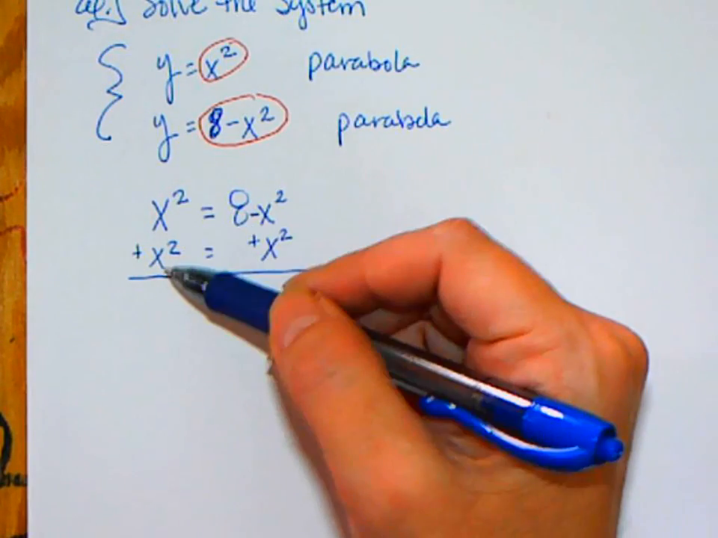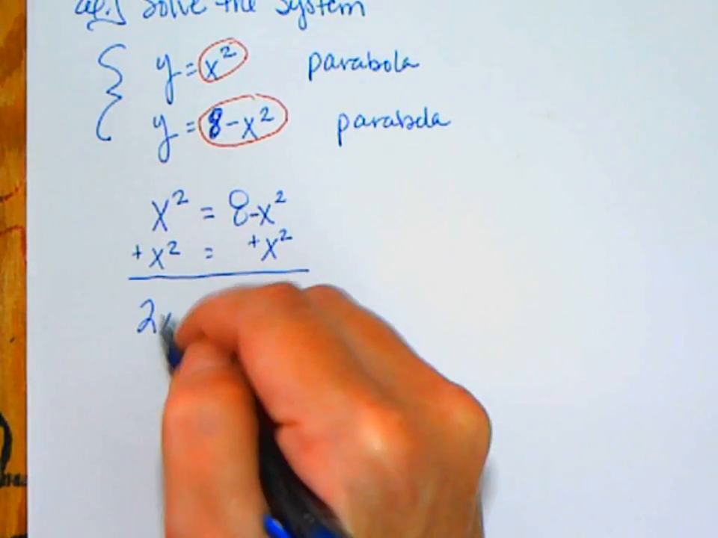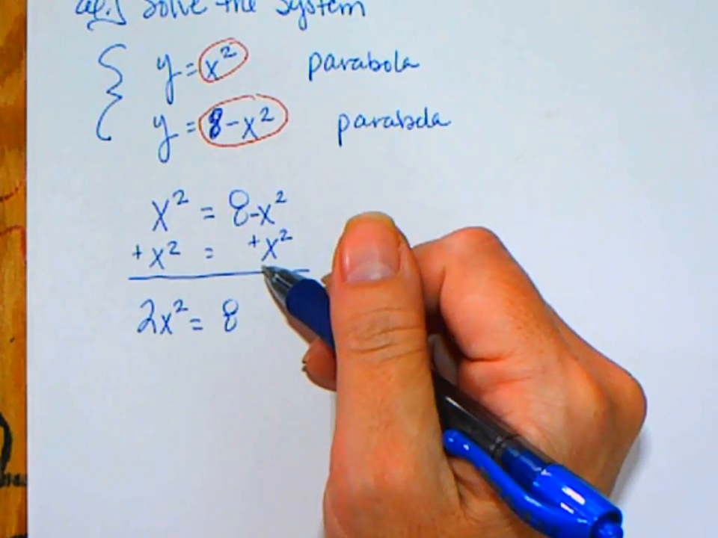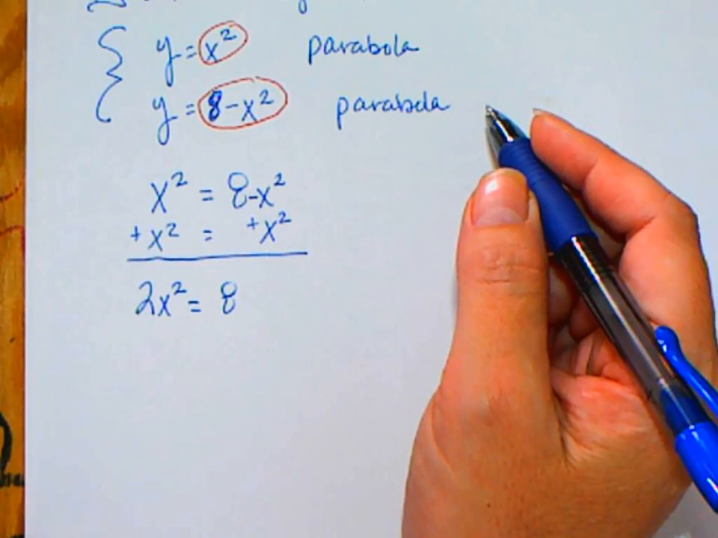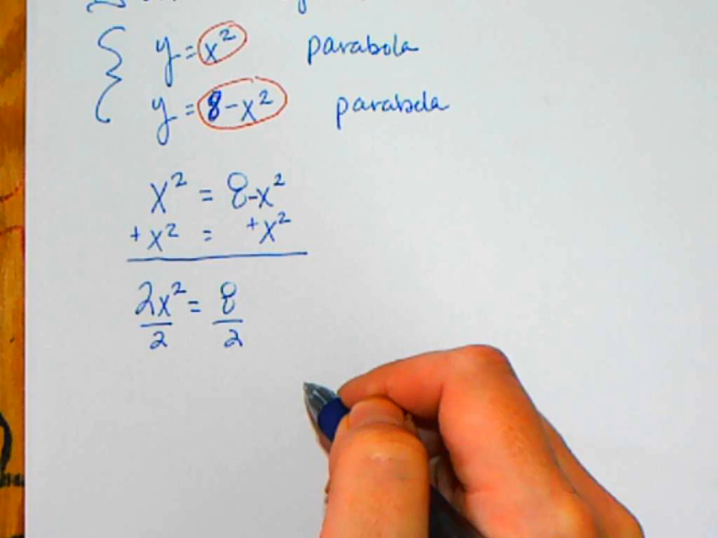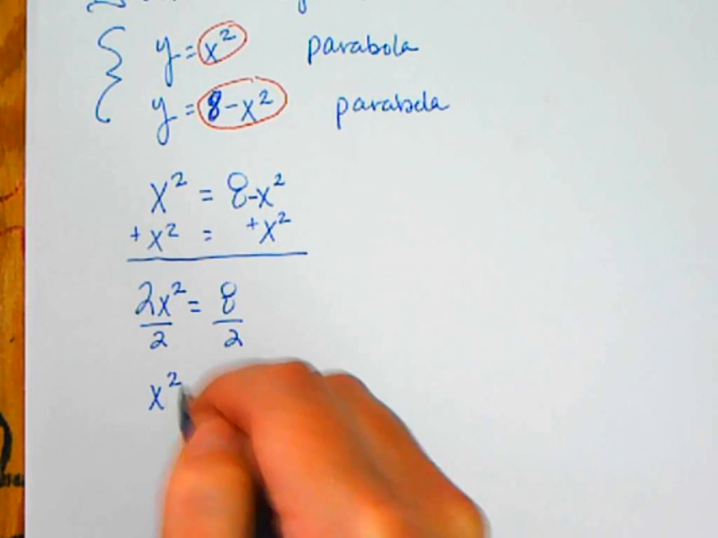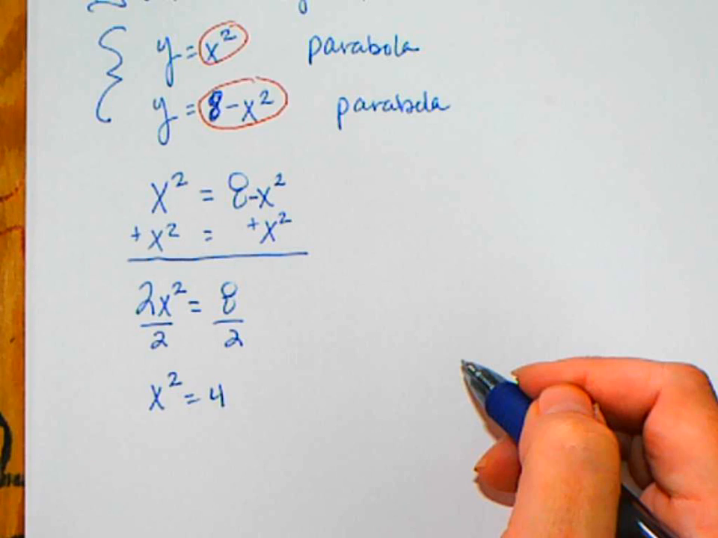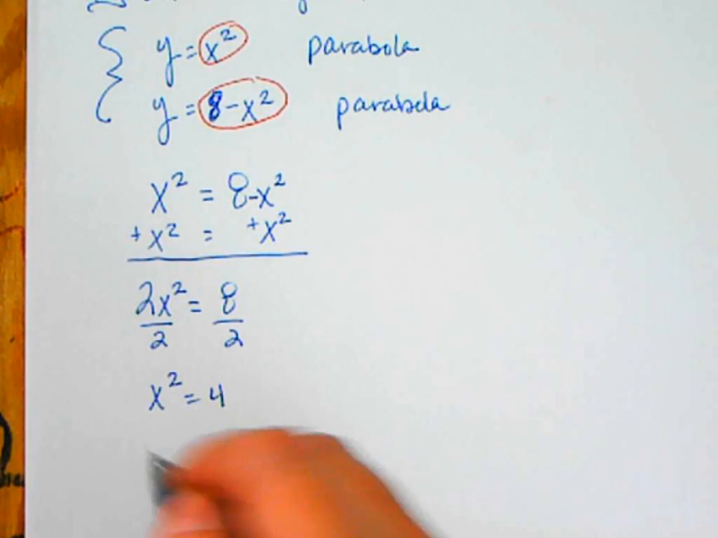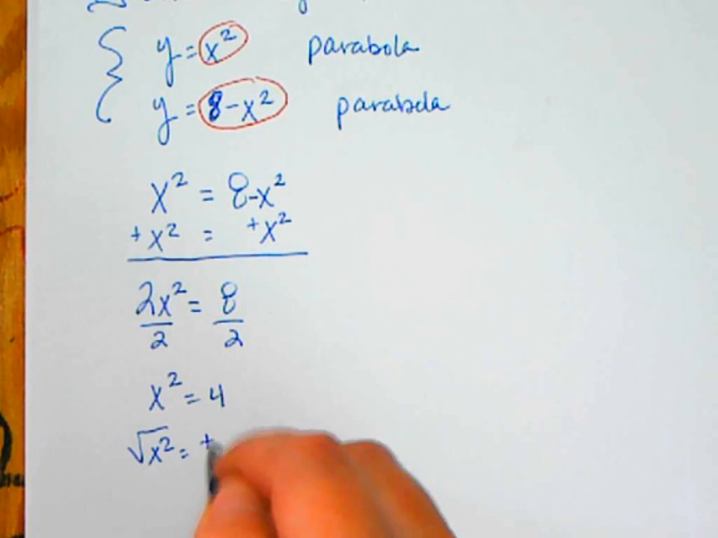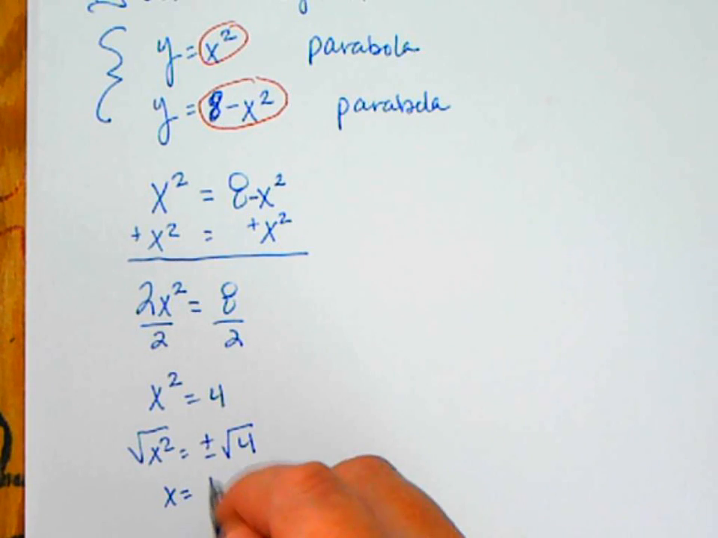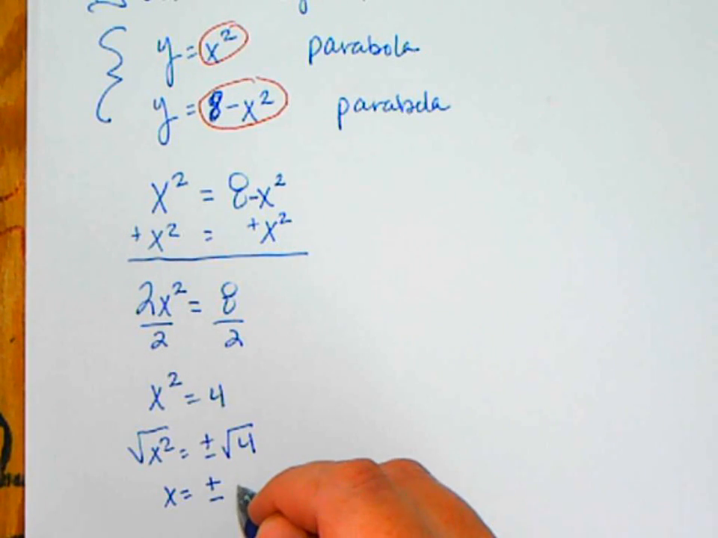So what is x squared plus x squared? 2x squared equals 8. Negative x squared, positive x squared makes 0. Now what? Divide by 2. So we have x squared equals 4. Then what? Square root. And I'm going to take the positive and negative square root of 4. So x equals positive negative 2.